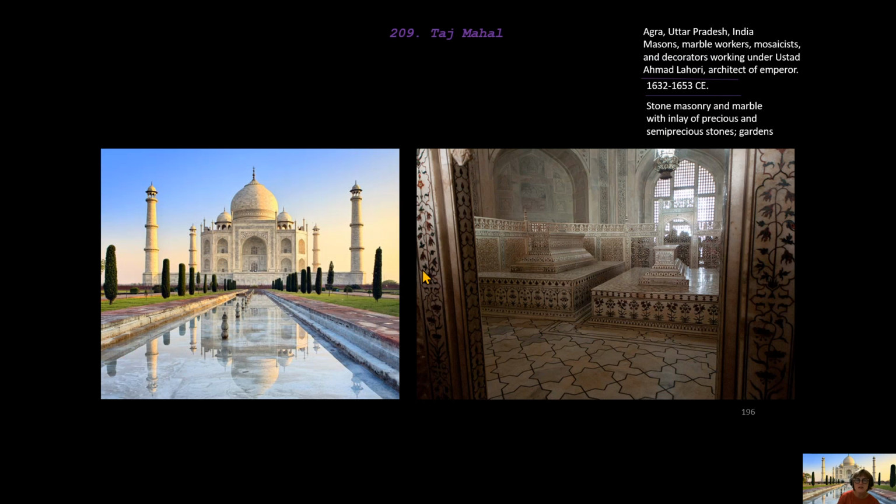Okay, so this is the Taj Mahal. This is Shah Jahan and his wife, and the inlay of precious stone can be seen here with their graves. The use of water is also something I haven't mentioned, but the water leading us on this axis to the Taj Mahal, a great use of water, just like at the Alhambra. This is in Agra, India, and the architect is Lahori. 17 years, 1632 to 1653, to make this. It's made of stone masonry and marble with the inlay of precious and semi-precious stones, with gardens in this whole complex.